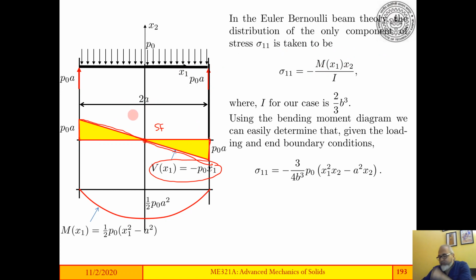And then if you use your conventions and your techniques for drawing the bending moment diagram, you would see that it would have a slope which is increasing in the negative direction. So a quadratic function with increasing negative slope will give you this. This part would be simply symmetric, and this is your bending moment diagram. The maximum value of the bending moment would be half P naught A square, which is the area of this triangle.